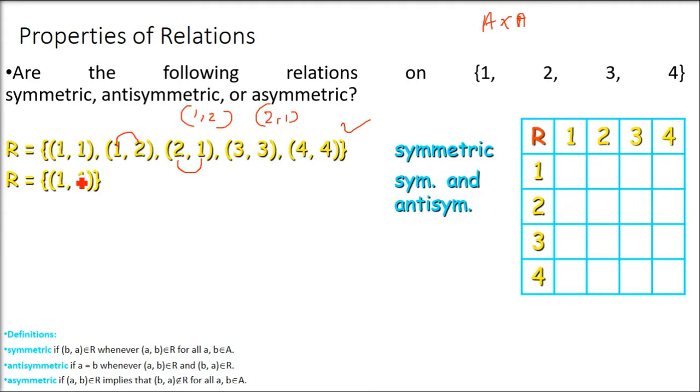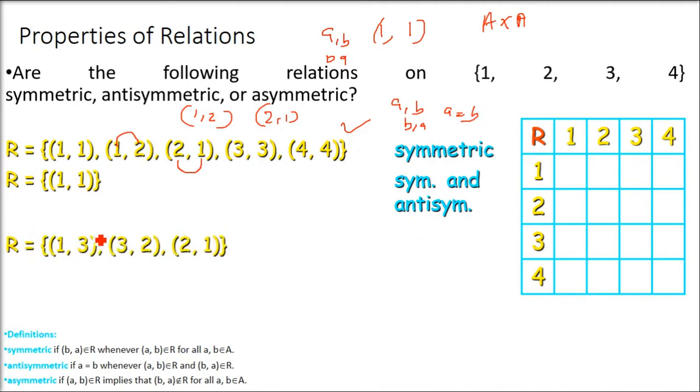(1,1), this is symmetric, because if you take A as 1 and B as 1, (A,B) is there, so (B,A) is also there. So it is symmetric. And what about antisymmetric? See, if you take A as 1, B as 1, and (B,A) again is (1,1). So (A,B) is there, (B,A) is there. This is only possible when A is equal to B, and (1,1) is there. So this is symmetric and antisymmetric.